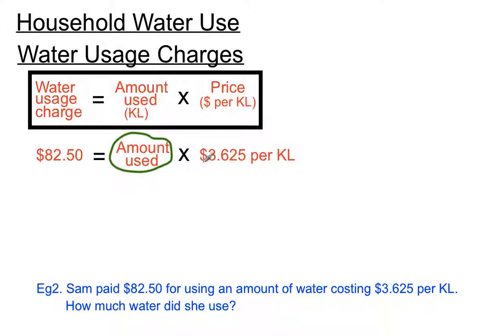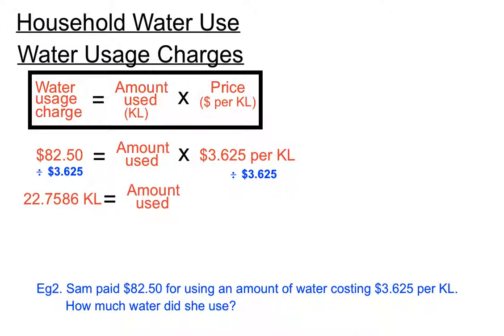If we want to move this multiplication of 3.625 here, we need to do the opposite to both sides. So we'll be dividing both sides of this equation by $3.625. We'll divide it on this right hand side, which will nicely cancel out. A multiplying by 3.625 and a divide by 3.625 will cancel out, and we'll have to do it on the left hand side as well. So when those two cancel each other out, we'll be just left with amount used, and we'll just calculate 82.50 divided by 3.625, get an answer for that. And so amount used will be on its own.